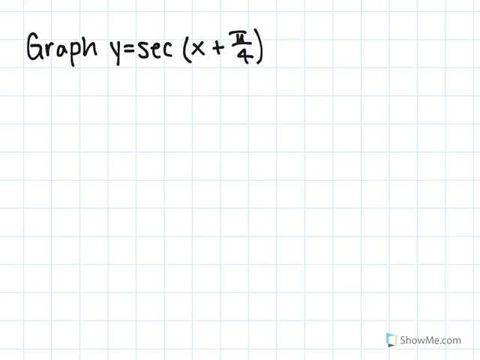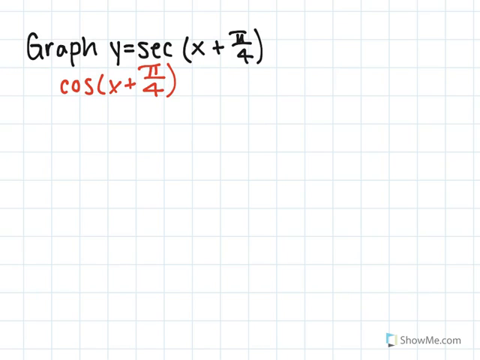In this question, we want to graph y equals secant of x plus pi over 4. So when you're graphing secant or cosecant, remember that you're going to want to start by graphing the reciprocal function, and then you can use that as a guide. So in this case, we're going to start by graphing cosine of x plus pi over 4. So I'm going to go ahead and do that real quick.